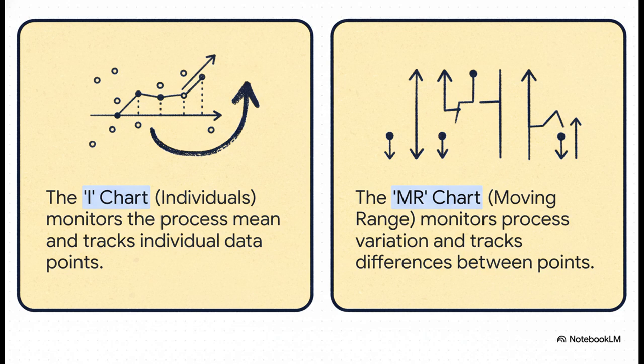The I chart, or the individuals chart, that's on the left. It plots each data point. It's telling you, hey, is my process average shifting up or down? Then you have the MR chart, the moving range chart, on the right. That one plots the difference, the jump between consecutive points. It asks a different question. Is my process consistency changing? Is it getting more erratic? Having one without the other is like flying with one eye closed. You're missing the whole picture.